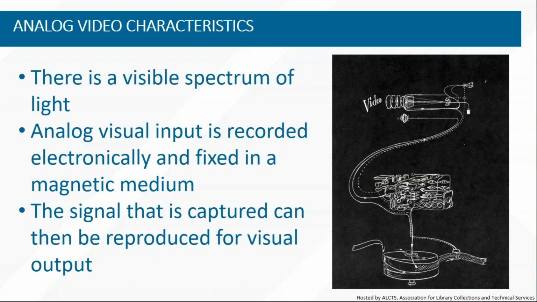So let's take a look at analog video characteristics. So in the video realm, as you see on the right, it's kind of a cool little picture there depicting the kind of electronic process for creating video. So there's a visible spectrum of light. So analog visual input is recorded electronically. It's fixed in a magnetic medium. And that signal is then captured and reproduced for visual output.